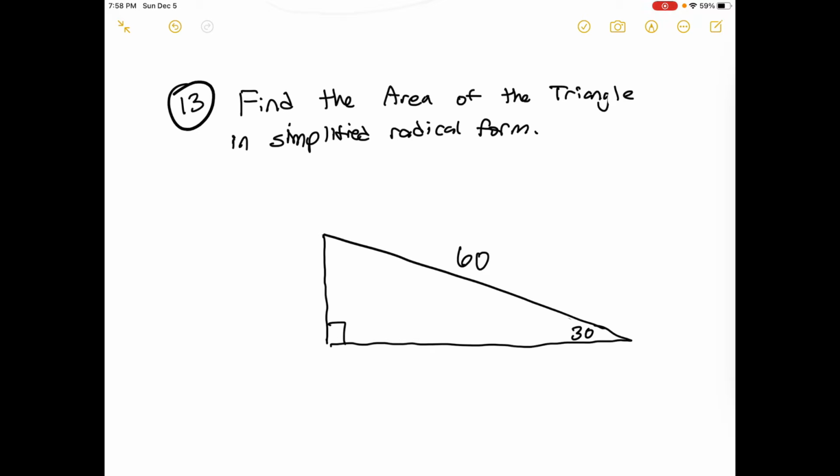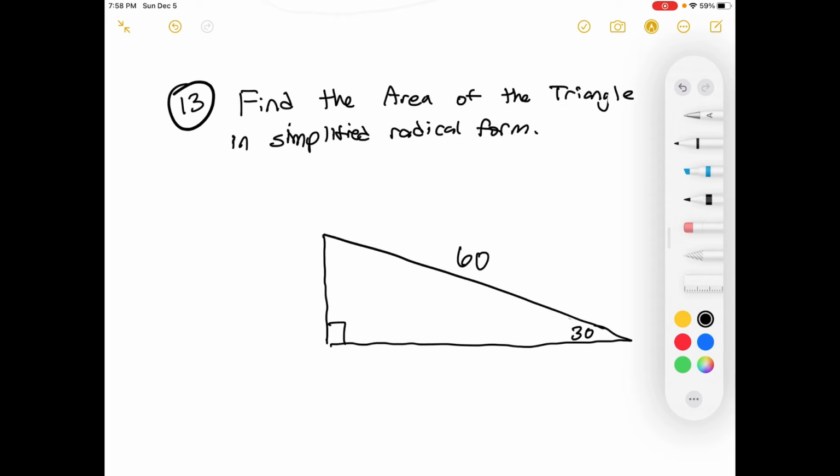Okay, number 13. You're given the hypotenuse of a 30, 60, 90, which is double the short leg. So I know short leg is 30, and the other side is 30 root 3. Okay. So we need to find the area of a triangle.